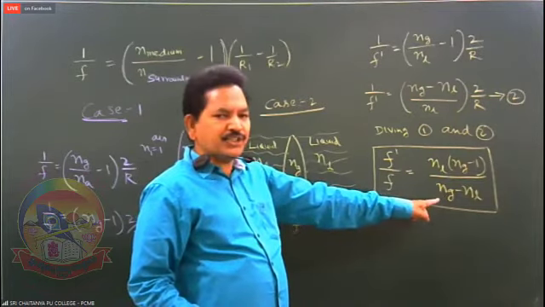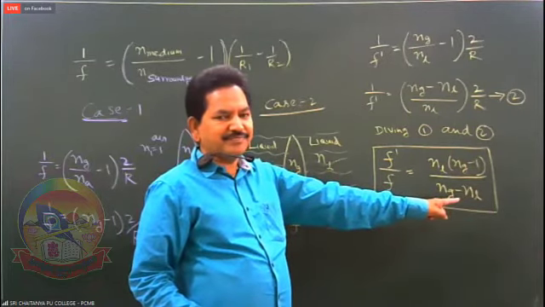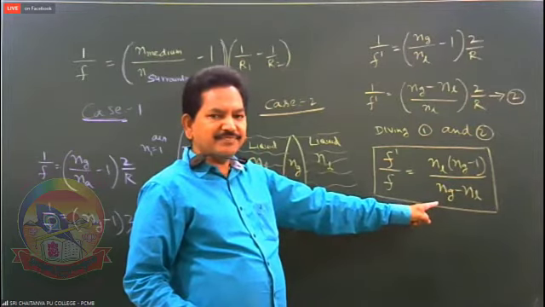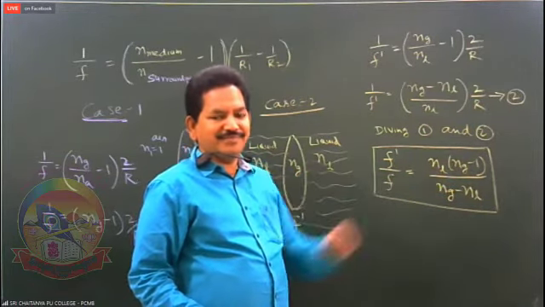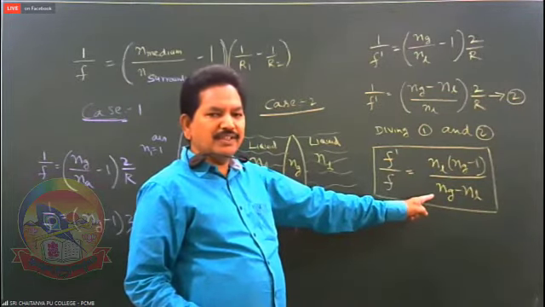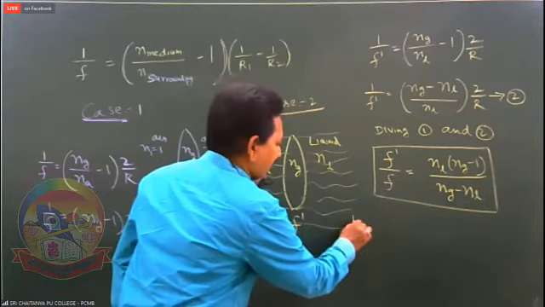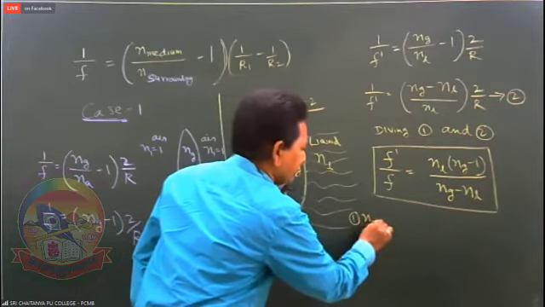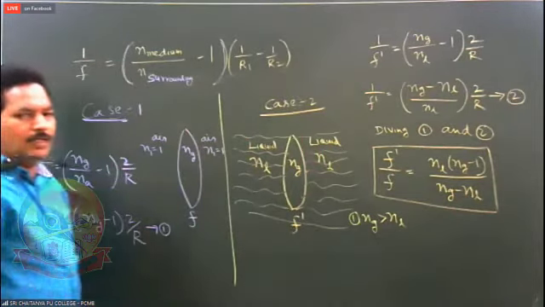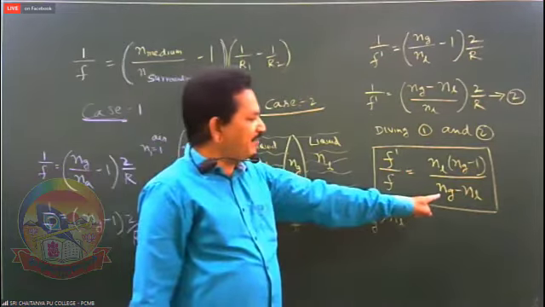When it is positive, Ng is greater than NL. When it is negative, Ng is less than NL. When it is equal to zero, Ng is equal to NL. Therefore, three cases. First, Ng greater than NL: the denominator is positive.